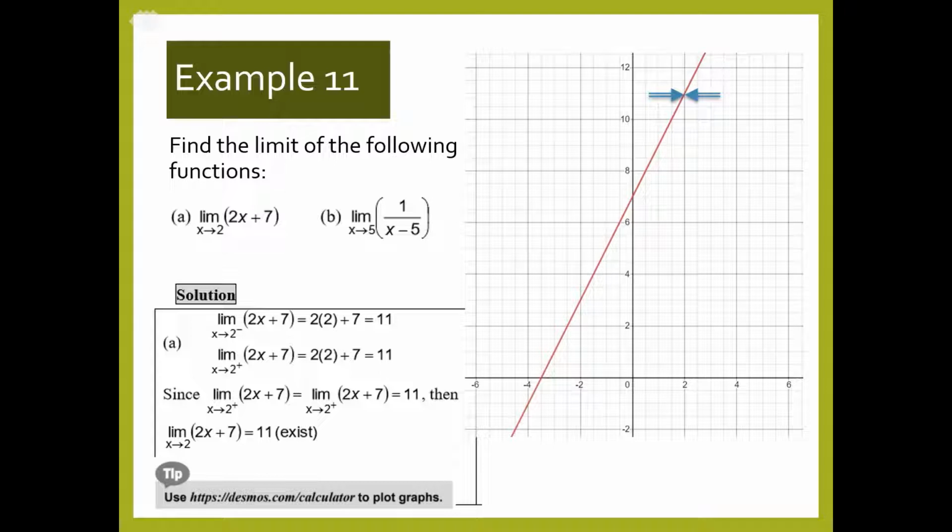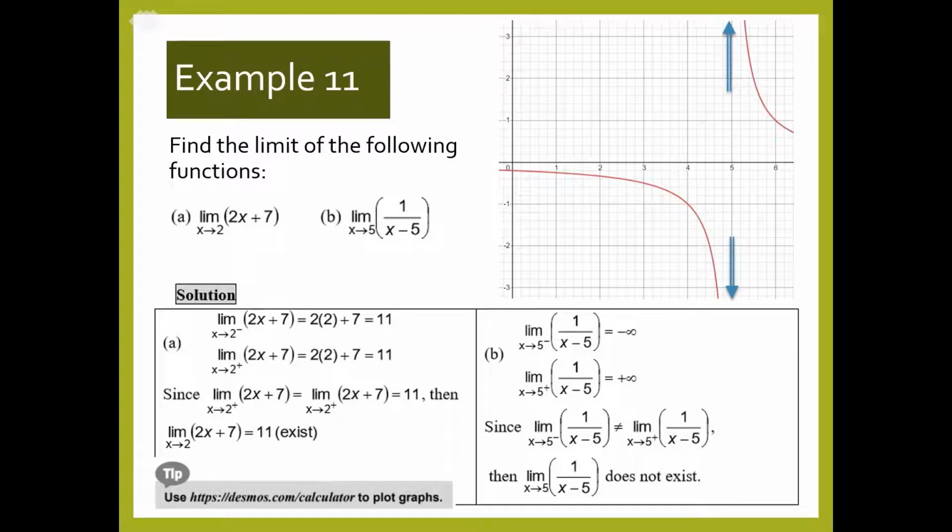You may also find the limit using a graph. Here I'm using desmos.com to plot the graph. From the graph, you will notice that the limit of f(x) as x approaches 2 is equal to 11.